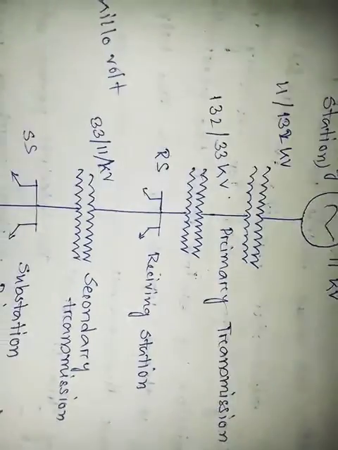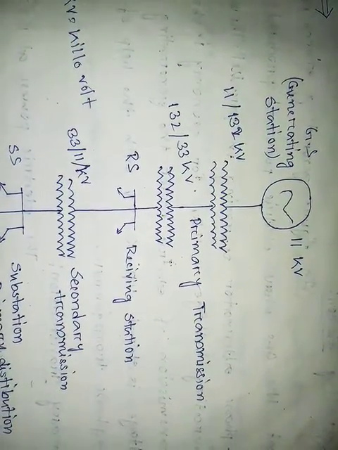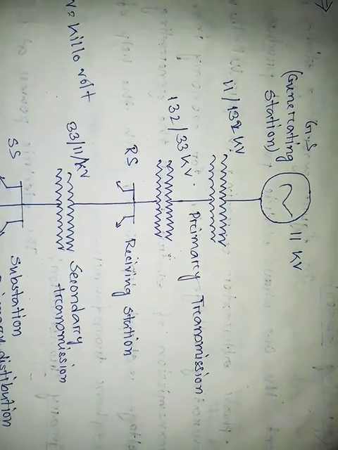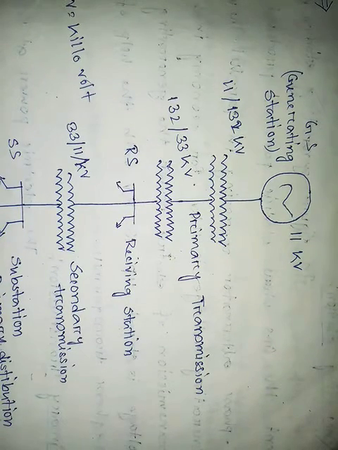In our class today, we are choosing a topic from our electrical part, module 4: power generation, transmission and distribution. This topic is important from your exam point of view. Now see, this is the first part, the generating station. GS represents the generating station.